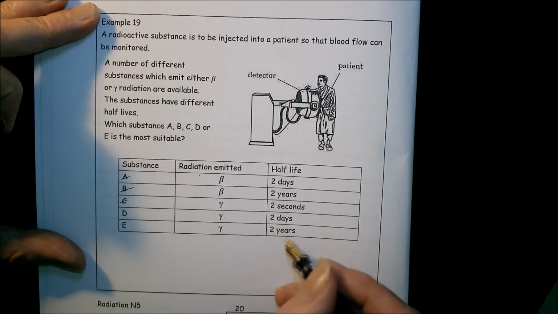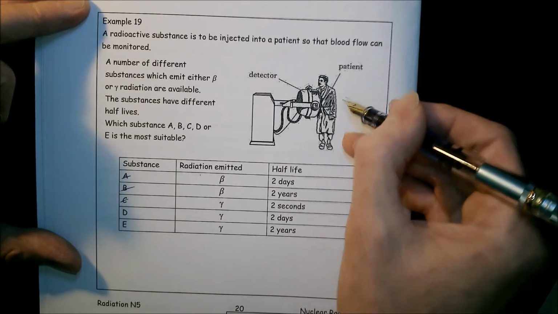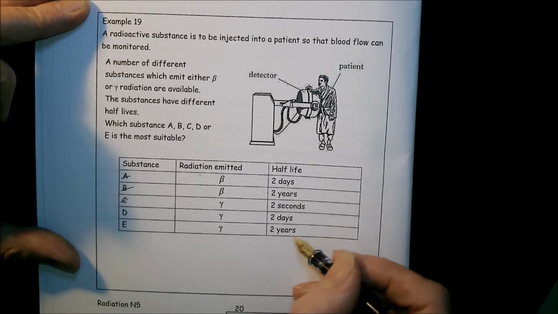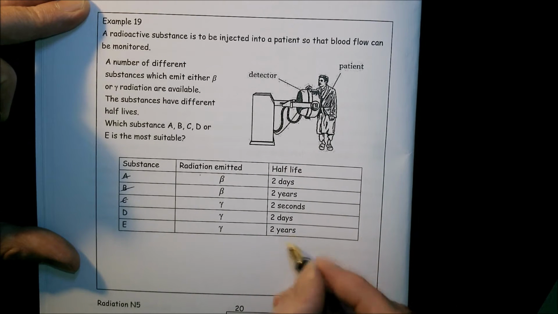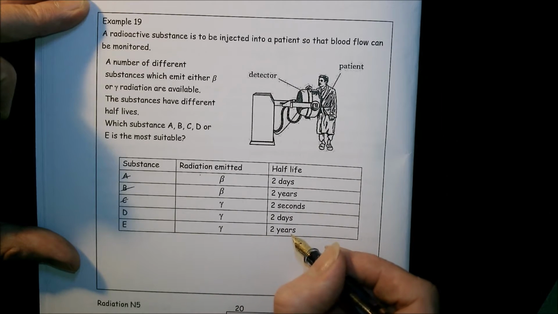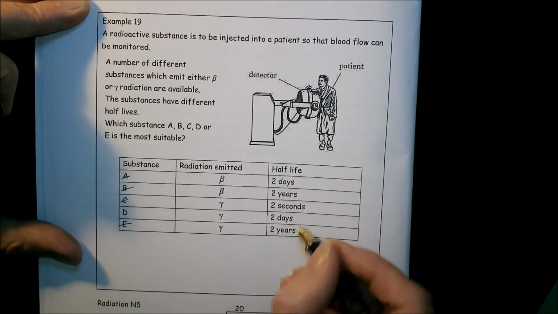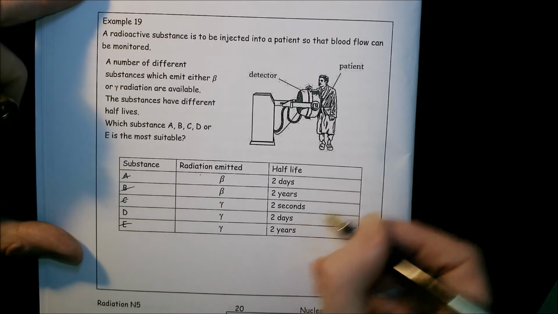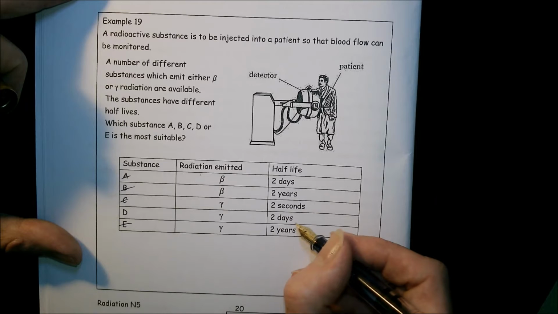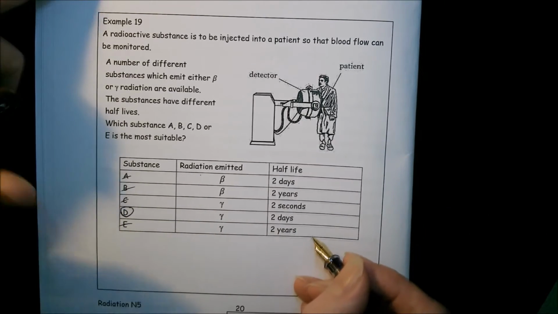You can also rule out E because this time the half-life, 2 years, is too long. Now it would work, you could take your measurements, you could do your blood flow investigation, but then you'd be sending the patient out into the world and they would remain radioactive for several half-lives, so maybe for 10 years, which is not necessary and exposes them and other people to unnecessary risk. So that really leaves you with 2 days. That's sensible. After about a week, the patient's radioactivity levels will have gone back to background levels. So option D is the one to go for.